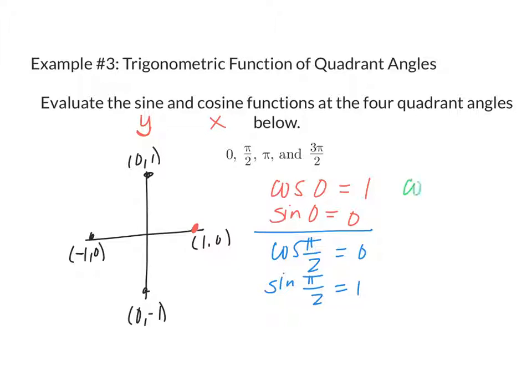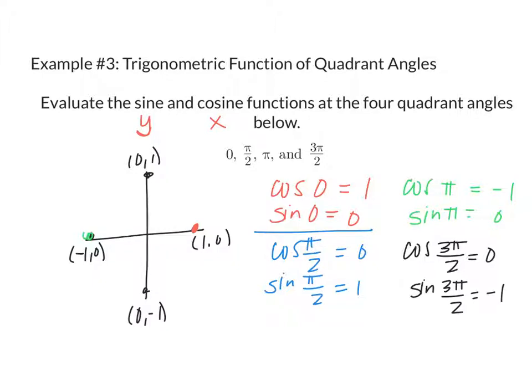Then cosine of pi, as a reminder, pi is over here. So cosine of pi would be negative 1, and sine of pi would be 0. And then lastly, cosine of 3 pi over 2 would be 0, and sine of 3 pi over 2 would be negative 1. And there you have it.